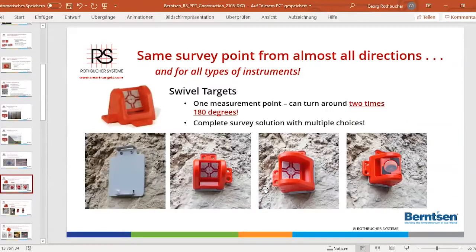After all these things, I also developed a swiveling target. Together now with our fixed point, we have 2 kinds of fixed points. The good thing is you glue on one of these fixed points, and now you just click in the target reflector. You can click it in both directions, in 2 directions, and it's always the same measurement point.